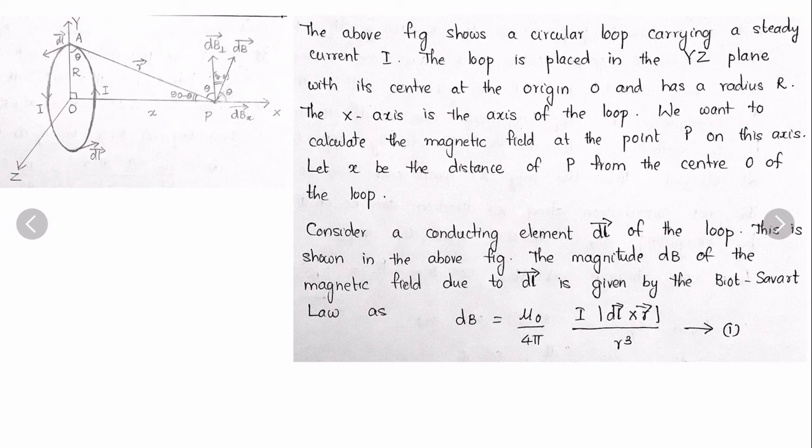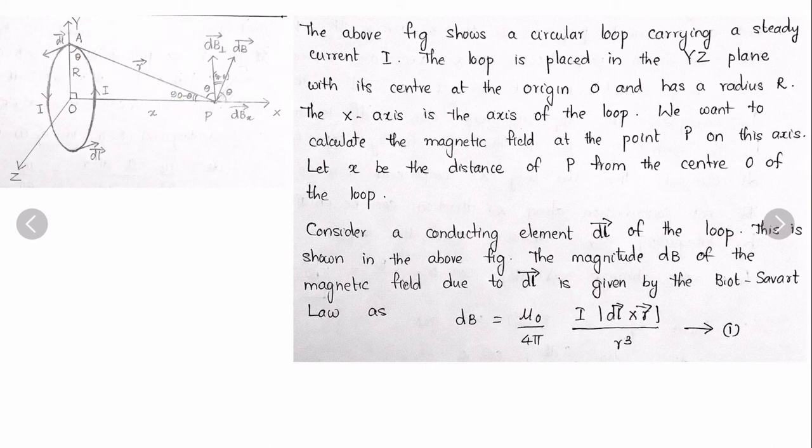dl bar is there on the top of this loop. From dl bar, the point P is at a distance of r. r bar is the position vector from dl bar to P, from here to here. So here you can clearly see the distance between the point P and dl is r.